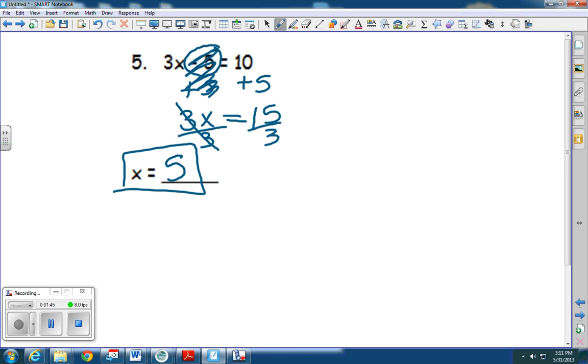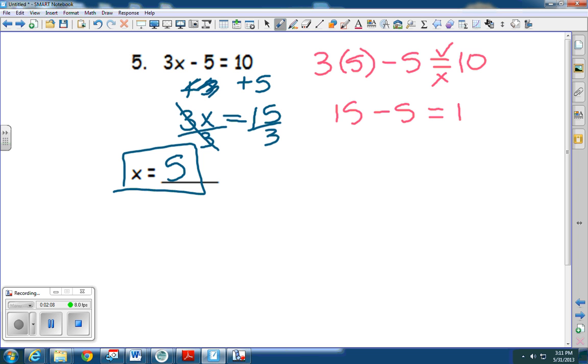I recommend while you're still getting used to this that you take that answer and you plug it right back in to see if you did it correctly. So I would go to my original and maybe even get my calculator out and say, hey, does 3 times 5 minus 5 equal 10? Is that a yes or a no? So I go to my calculator, 3 times 5 is 15. 15 minus 5, oh, it does equal 10, so I did it correctly. So I do recommend plugging your answers back in to confirm that you got the right answer.